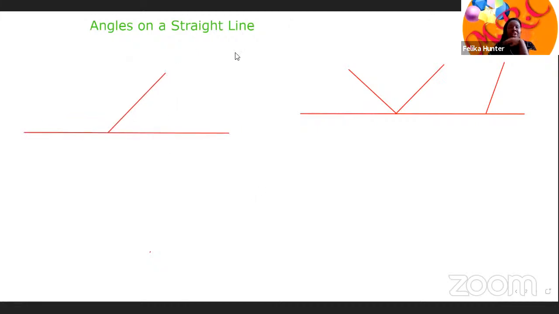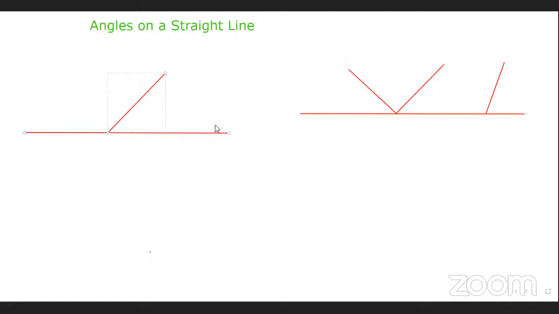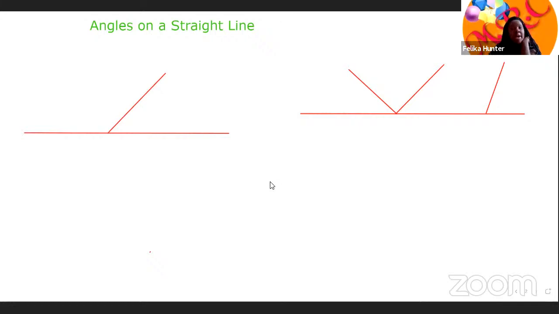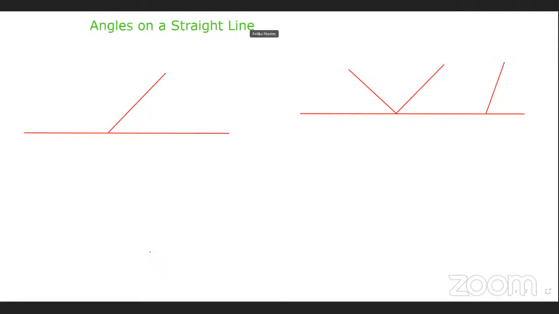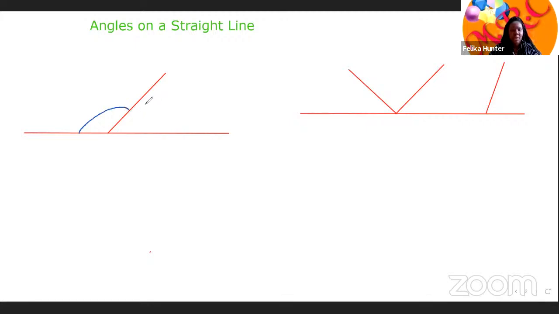So here we have 2 straight lines, all right? And what we're going to do now is explore the definition that you just gave me. This angle here, and we have this one here. This angle here looks like what type of angle?